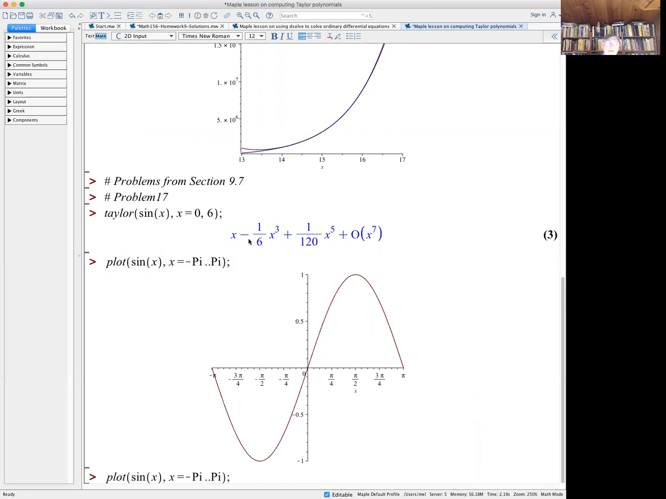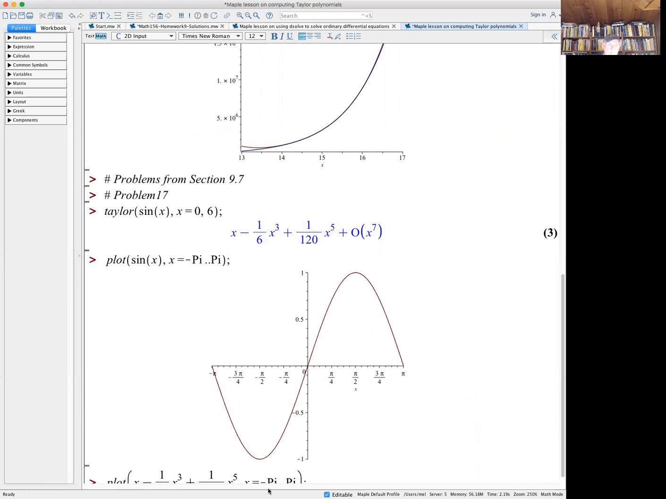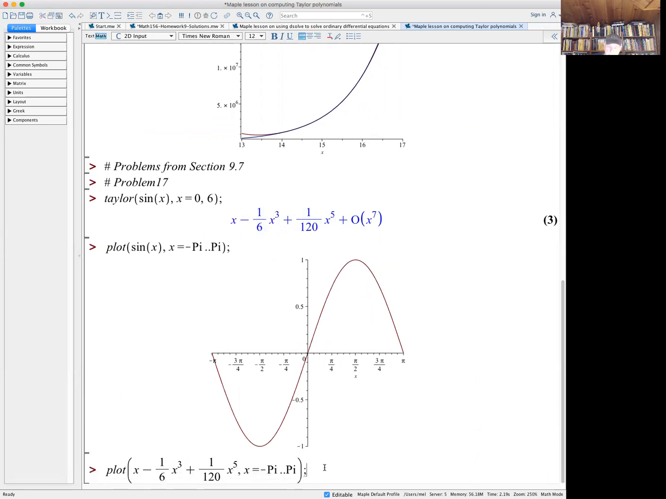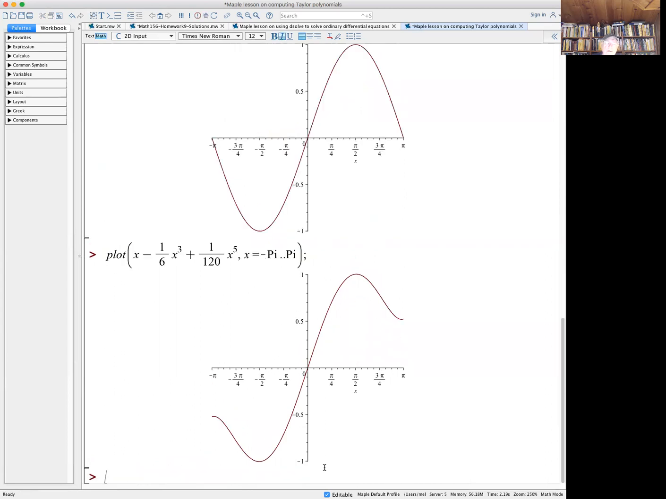If we plot this 5th degree polynomial, there are only 3 terms. That's what that looks like. Huh. Suppose we plot them together.